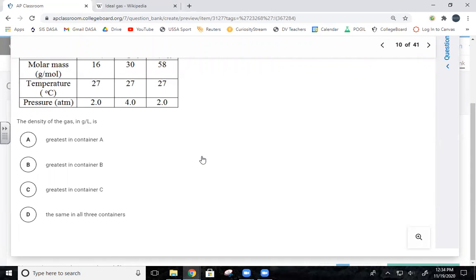So density. Does the ideal gas law have density in it? Remember what the ideal gas law is? PV equals nRT, right? Where P is pressure, V is volume, n is number of molecules, moles, R is the gas constant, and T is the temperature. So we need to do some math here. So pull out your calculators, or if you don't have your calculator.